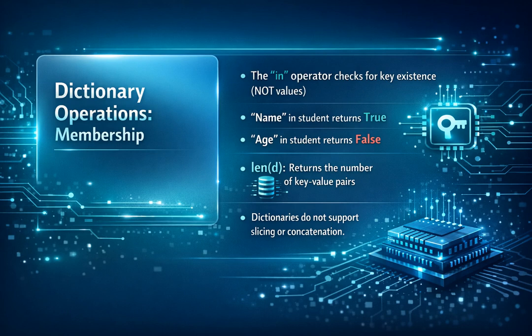The in operator on a dictionary checks for key existence, not value existence. Writing 'name' in student asks whether name is one of the keys. The len function returns the total number of key-value pairs. Dictionaries do not support slicing or the plus concatenation operator.